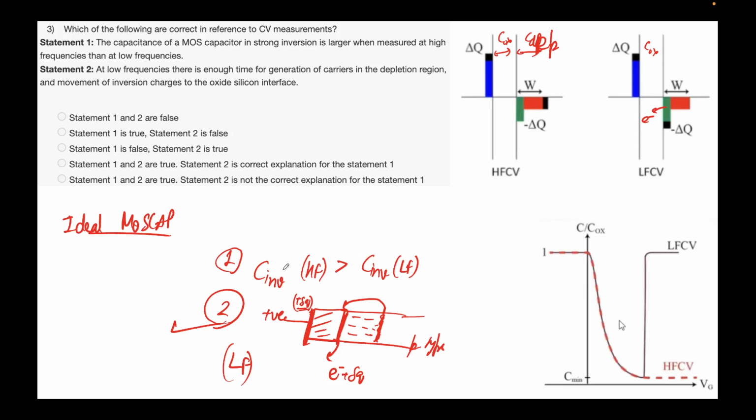So what we see is, is C inversion HF greater than C inversion LF? No, C inversion LF is greater. This is the inversion region over here, and we see LF is greater. Statement 1 is false, statement 2 is true. This will be your correct option. Okay, again a very similar problem with the plots that now we are familiar with.